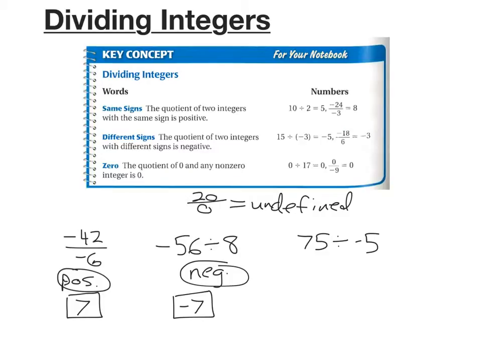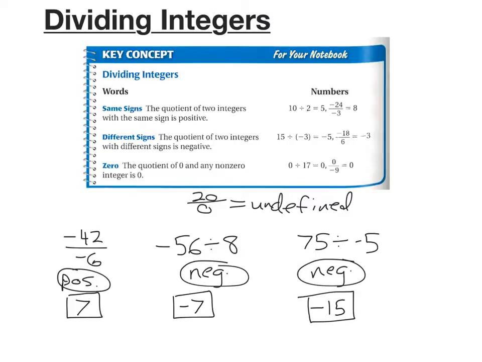Negative 75 divided by negative 5, I know my answer is going to be positive. So when I'm thinking about this, I just want to think how many times is 5 going to go into 75? And that answer is 15. And then I check my sign, got to make sure it's negative because I had one positive and one negative in the problem.